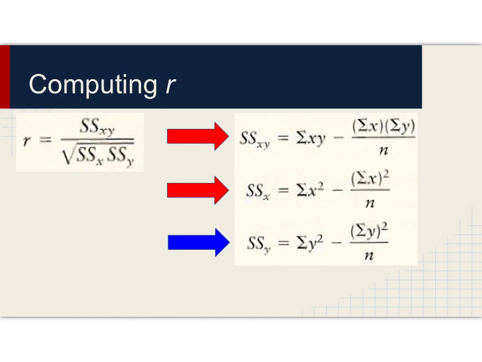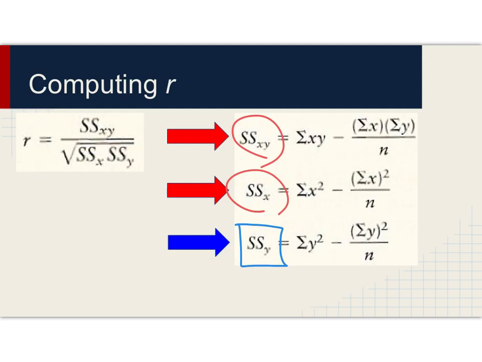So how do we find r? Well, it's a formula based on 3 other formulas. Now, 2 of them you are familiar with. We have already in our travels looked at SSXY and SSX. SSY is a new one. It is structured in pretty much the same way that we were using for SSXY and SSX.